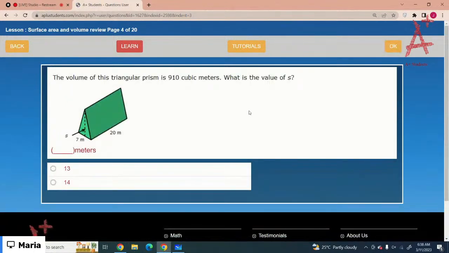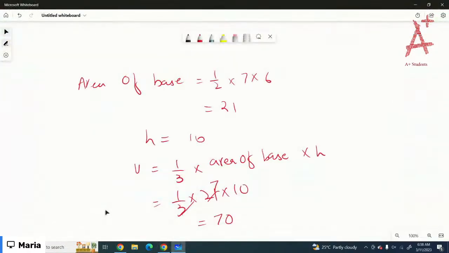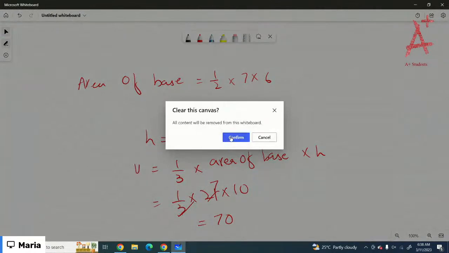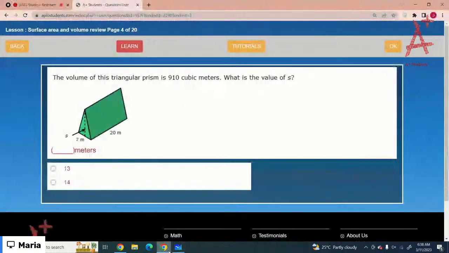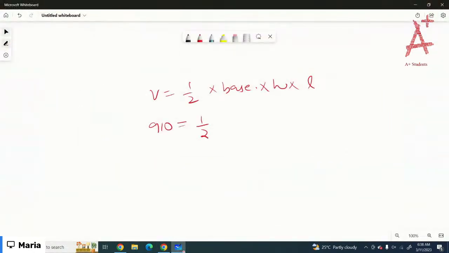Okay, the next one: the volume of the triangular prism is 910 cubic meter. What is the value of S? You are given the volume. We know that V equals half times base times height times length. So the volume is 910, and the values are S times 7 times 20. It would be half times 7 times S times 20.